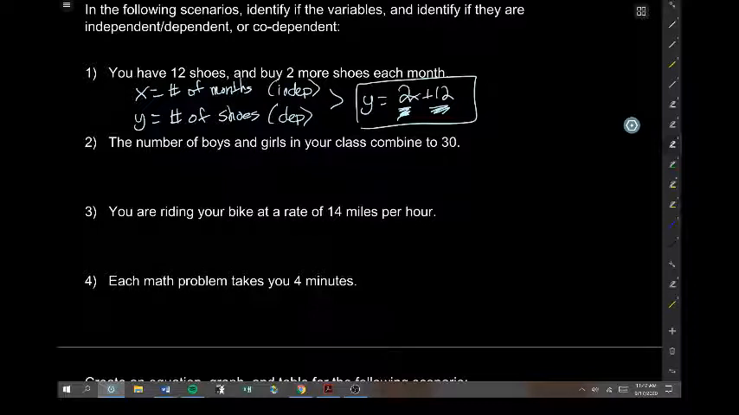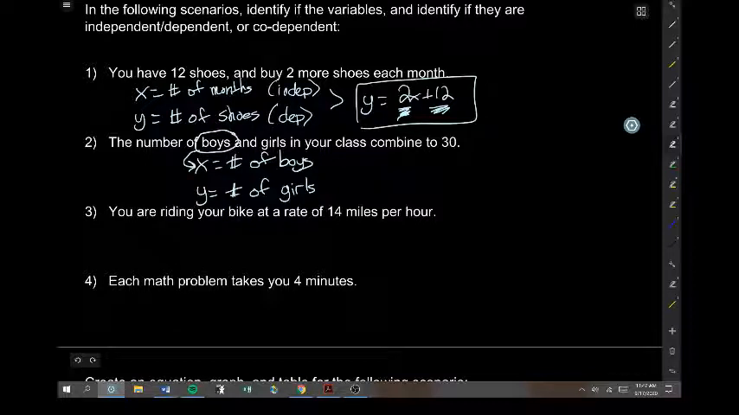Okay, number 2. X is just going to be number of boys. Y is number of girls. Now, if you said X is number of girls and Y is number of boys, that's fine. But let's have the convention of whichever one is listed first comes first. And also alphabetical order is a good way also.